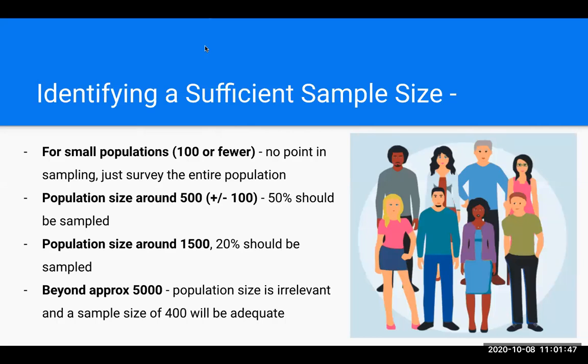Identifying a sufficient sample size. Depending on how big your population, that's how many people you will survey. So for small populations of 100 or fewer, there is no point in sampling. You should just survey the entire population. For a population size of around 500, you should be surveying half of the population. For a population size of 1,500, you should be surveying 20% of the population. And beyond approximately 5,000, the population size is irrelevant and a sample size of 400 will be adequate.